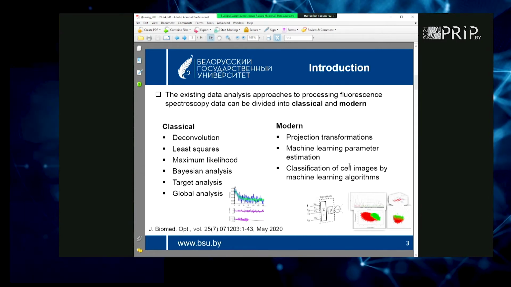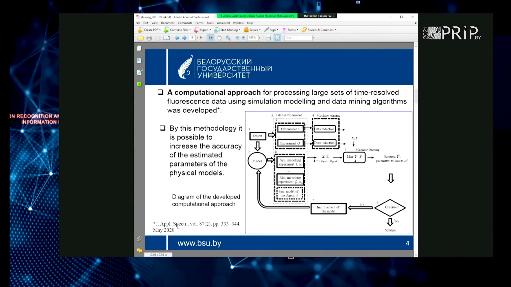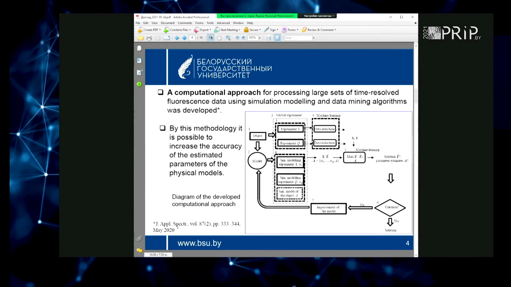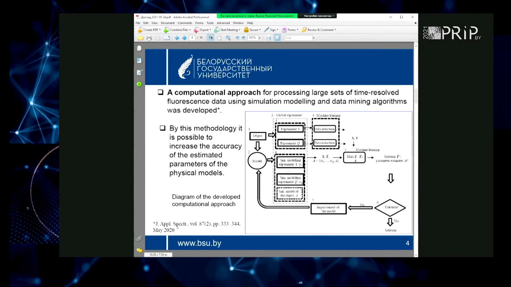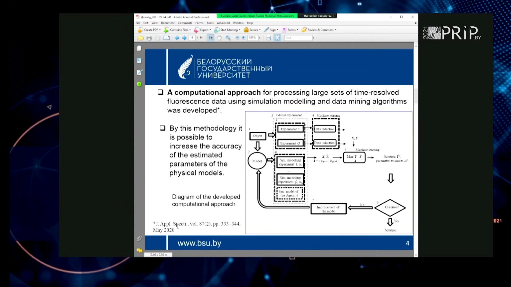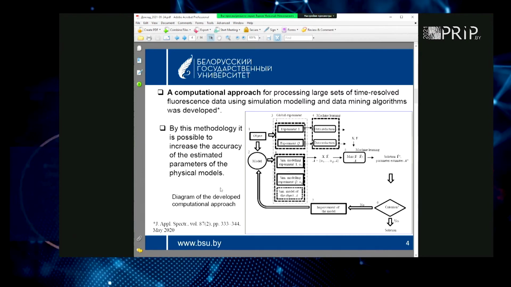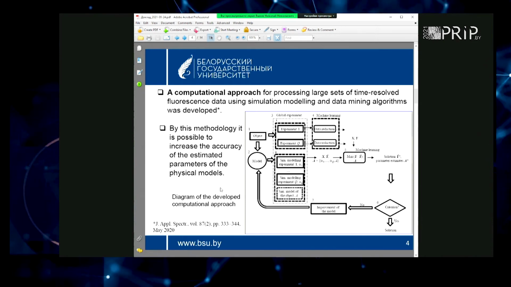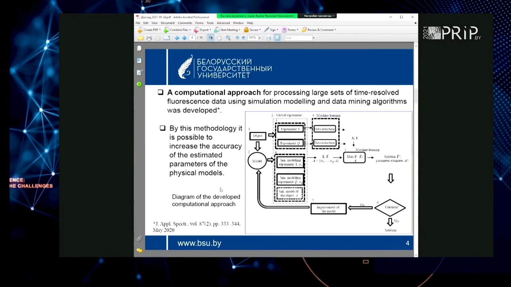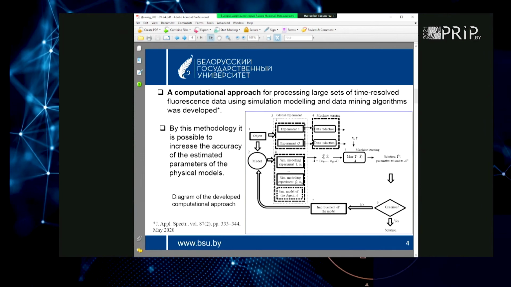Such an approach was proposed in a recent article: a computational approach for processing large sets of time-resolved fluorescence data using a simulation model and data mining algorithms. By this methodology, it's possible to increase the accuracy of estimated parameters of physical models. There are two unique things in this approach: the first is using a simulation model, and the second is using a machine learning approach. On this slide, you can see the diagram of the developed approach.